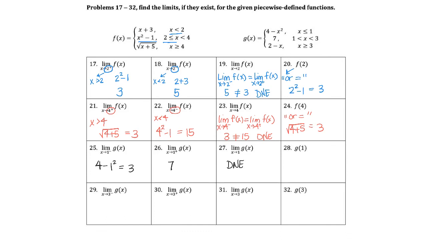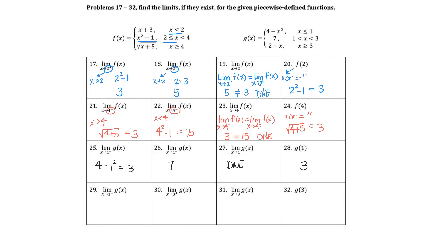And then if we need the actual value, g at 1, we need to go see where we have the or equal to at 1, and that's going to be the top part of that piecewise function, so that's going to mean that our actual value is 3.